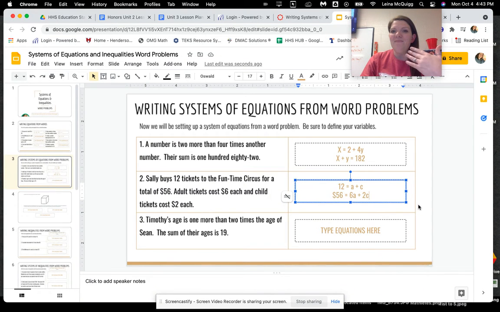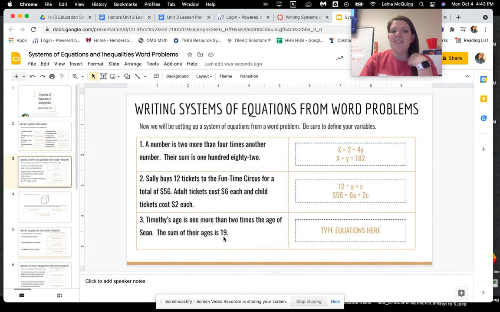Okay? All right, so I want you guys to do number 3. Y'all write these equations, fill these in. So pause the video. As a class, take some time and come up with the equations for number 3.